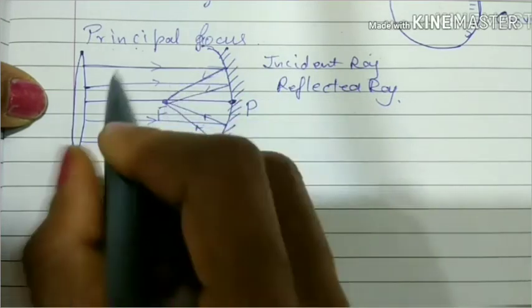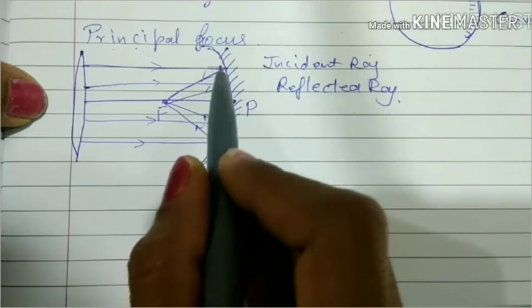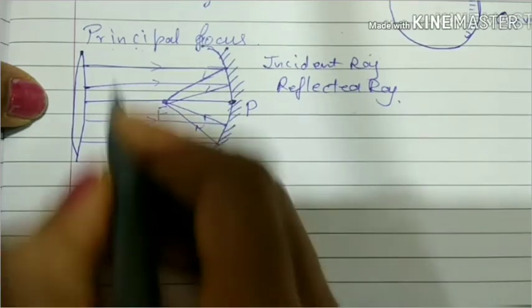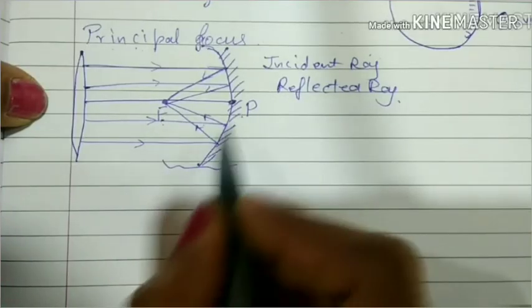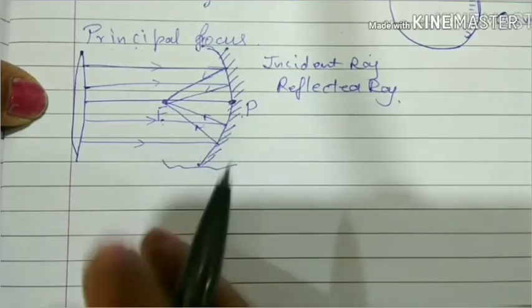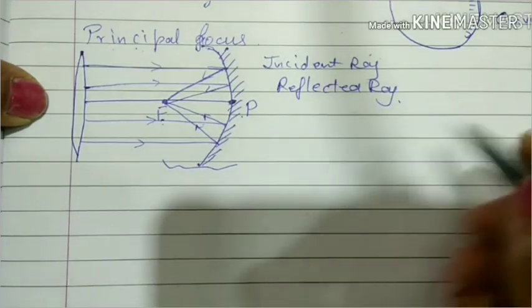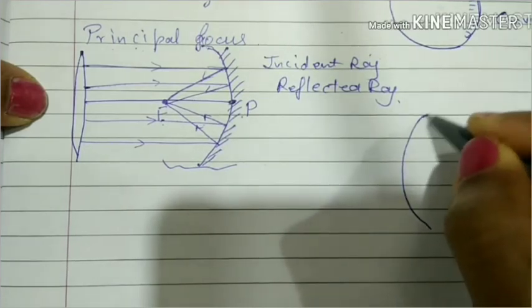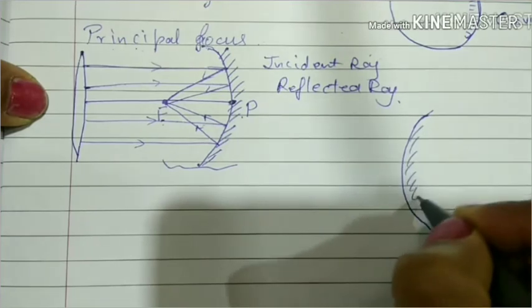All these incident rays which are parallel to the principal axis get reflected and meet at the point F, and this F is called the principal focus, and the length FP is called the focal length. So this was in the case of a concave mirror. Now if we consider convex mirrors, what happens in the convex mirror? So let's say this is a convex mirror where the outer surface is the reflecting part.